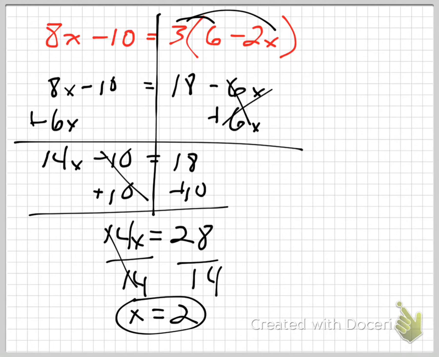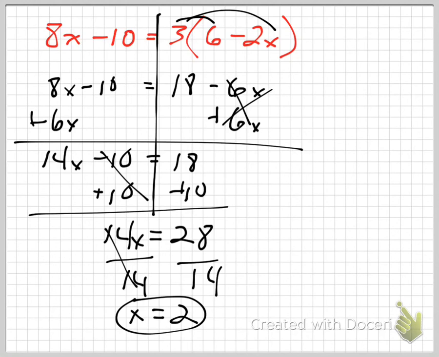What did you do wrong? I didn't distribute the 3 to the 6 minus 2x, so I got 3 times. Okay, that's really all you need, people.